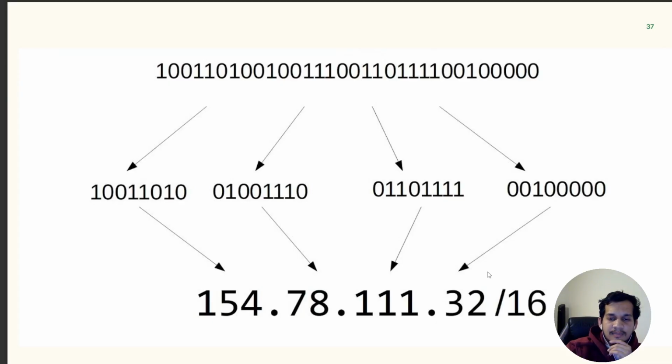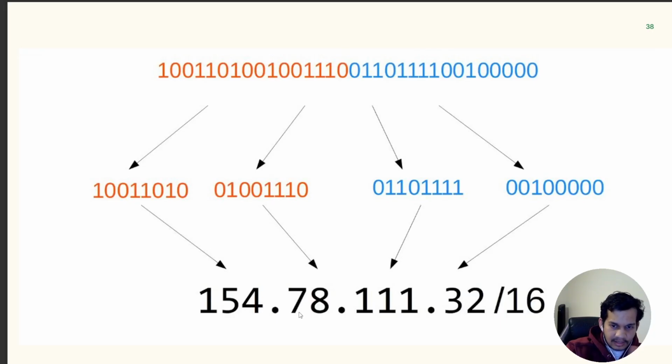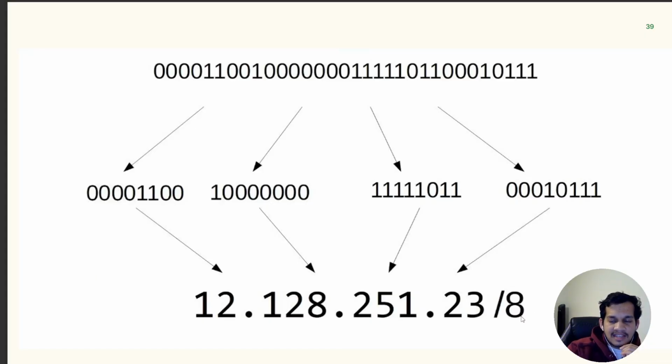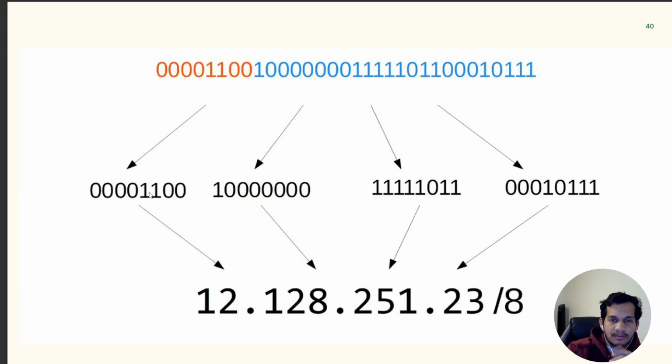Let's take an example for /16. Make a guess how many bits will be in the network part and how many in the host part. As I said /16, the first 16 bits, like 154.178, will be in the network part, and the remaining 16 bits will be in the host part. Let's take an example for /8. Similarly the first 8 bits will be in the network part, and the remaining 24 bits will be in the host part. You can see this in the example.